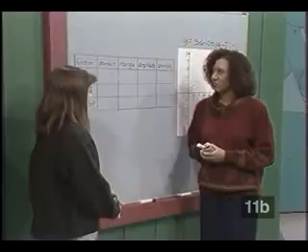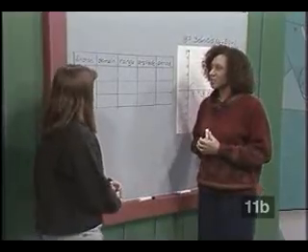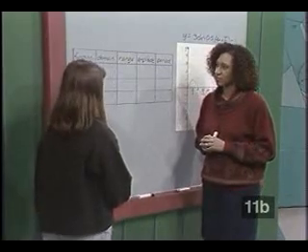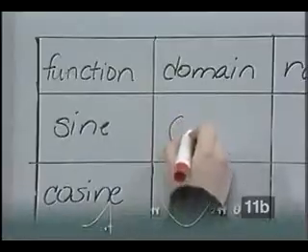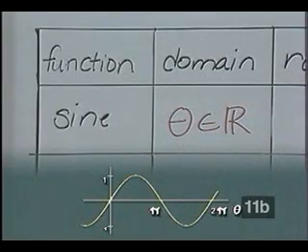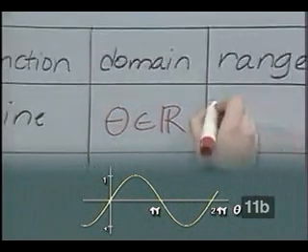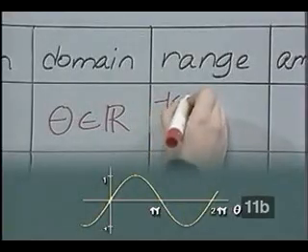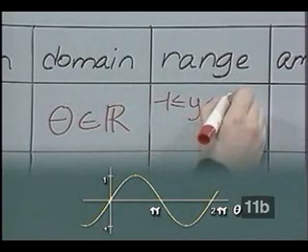Nadia, here on the board we have a chart that's designed to help us identify those characteristics for each of these three functions. Let's start off with the domain of the sine function. Well, theta can be in the set of real numbers for sine. Okay, so in other words, there are no undefined values for theta. Okay, and the range is y can be between -1 and +1.